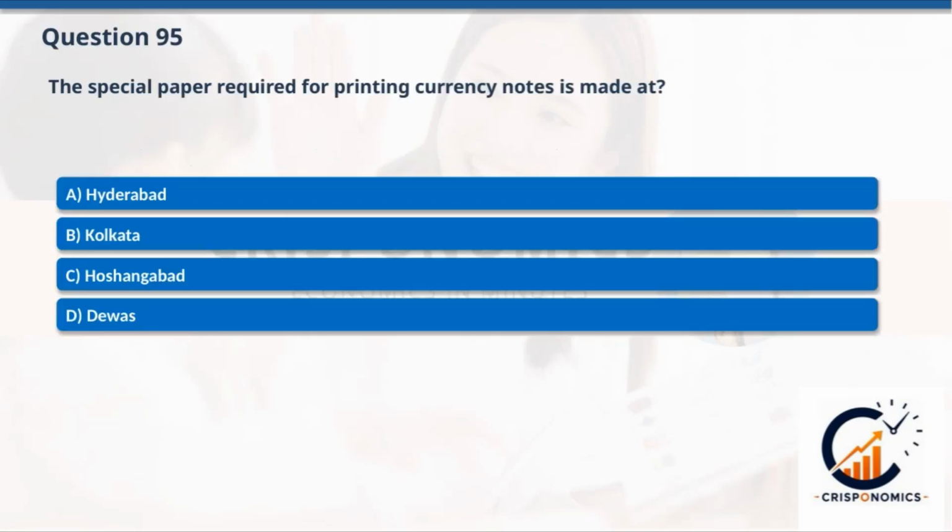Let's tackle a quick quiz question about currency notes. The special paper used to print them isn't just any paper, it's made at a specific place. The options are Hyderabad, Kolkata, Hoshangabad, and Dewas. Think about where this unique paper comes from. It's a detail that's easy to overlook, but it's crucial to the security and integrity of our currency.